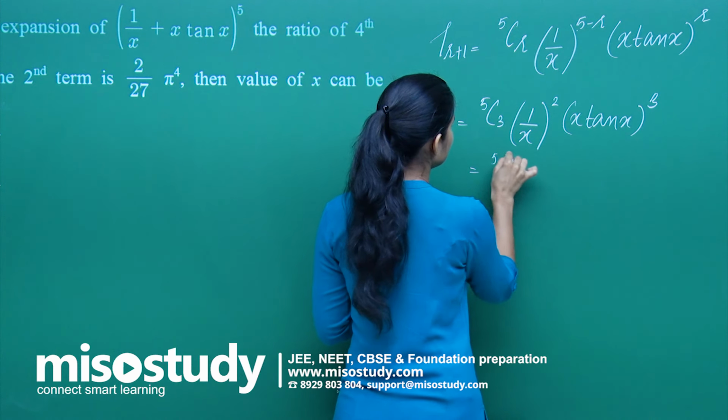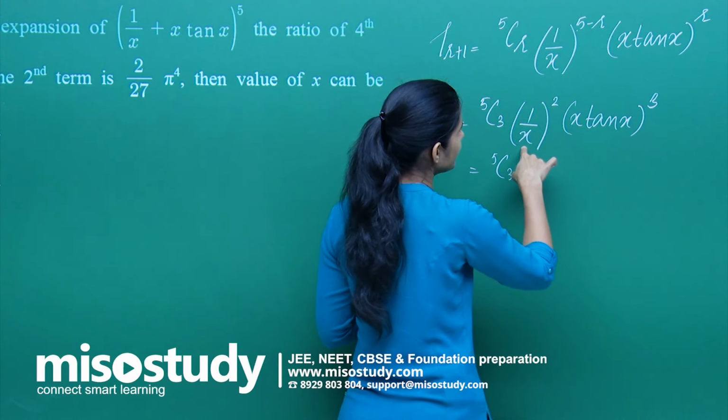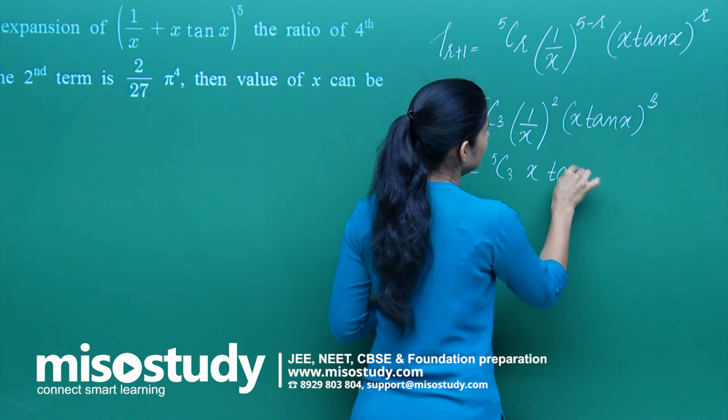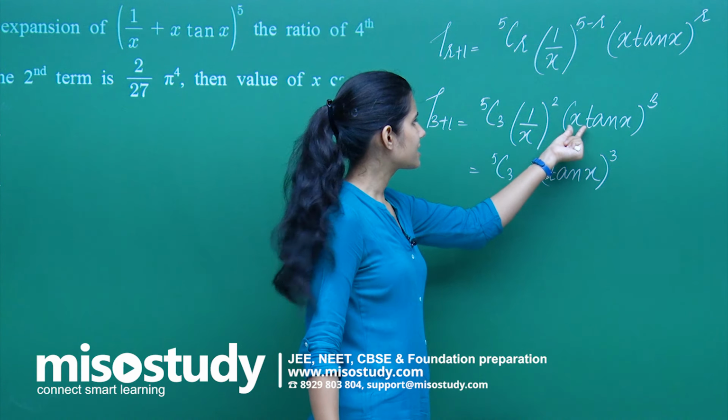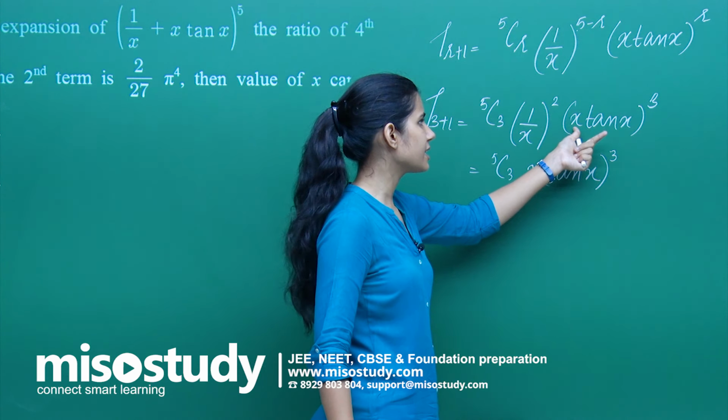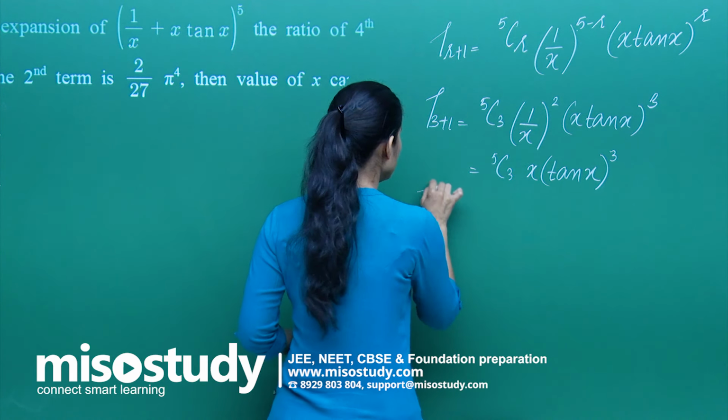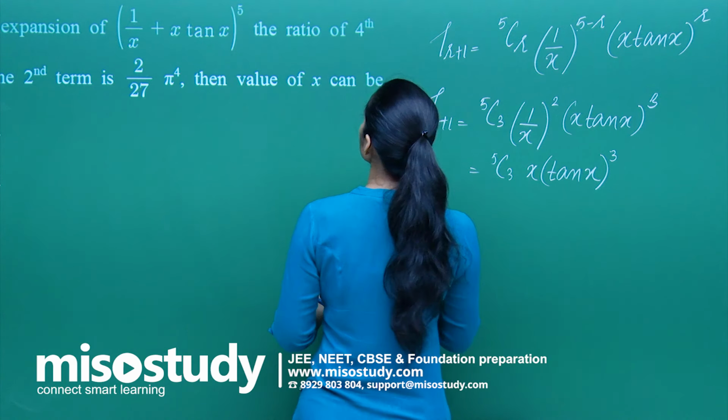So this gives you 5c3, this is x cube and this is x square, so you're left with (x tan x)^3. Right, this was x cube, this is x square, so just a single x is left over here, and tan x whole cube. Similarly, this is the 4th term.